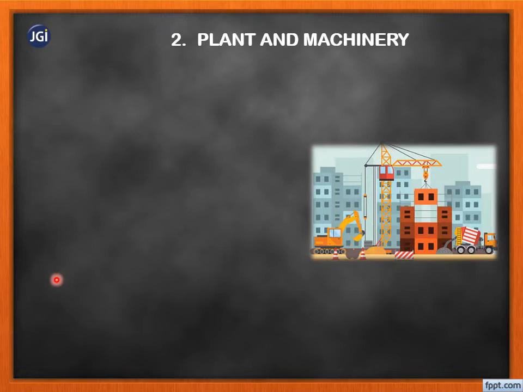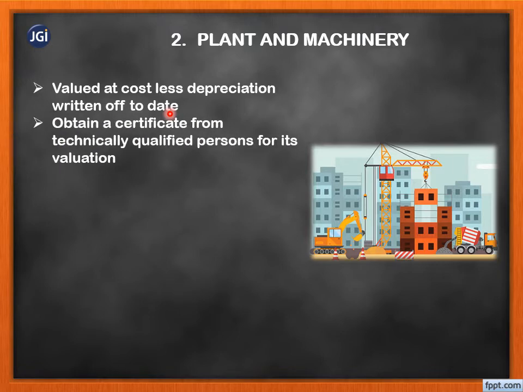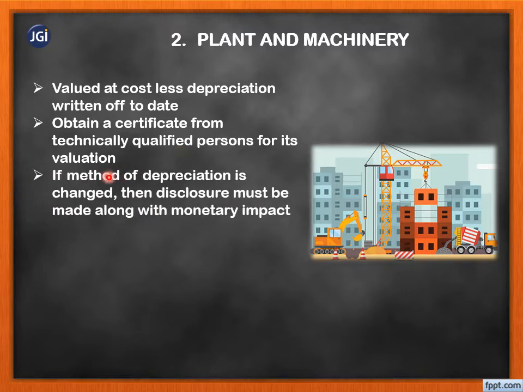Next is plant and machinery. We record plant and machinery on the asset side of the balance sheet and it is a fixed asset. An auditor should see that the plant and machinery are valued at cost less depreciation, which is written off to the date. If necessary, he should obtain a certificate from technically qualified persons for its valuation, and he must satisfy himself that the depreciation has been provided on a recognized method.